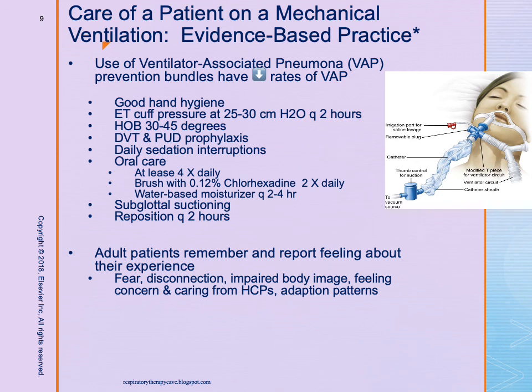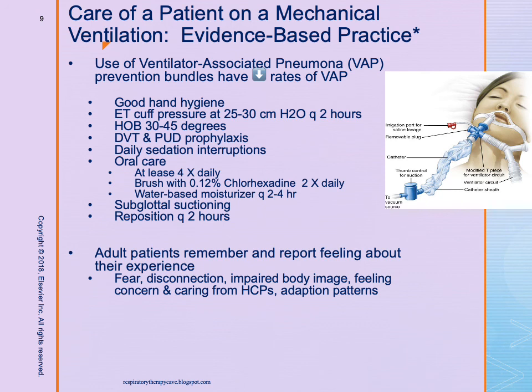What does the evidence or research say about how we can best care for patients on ventilators? As discussed earlier, ventilator-associated pneumonias are the leading cause of death among all healthcare-associated infections. So bundles or interventions were created to help decrease the rates of ventilator-associated pneumonias. Some of these interventions include good hand hygiene, checking endotracheal tube cuff pressures every 2 hours and maintaining them at 25 to 30 centimeters of water. Respiratory therapy may do this, or this may be the nurse's responsibility.